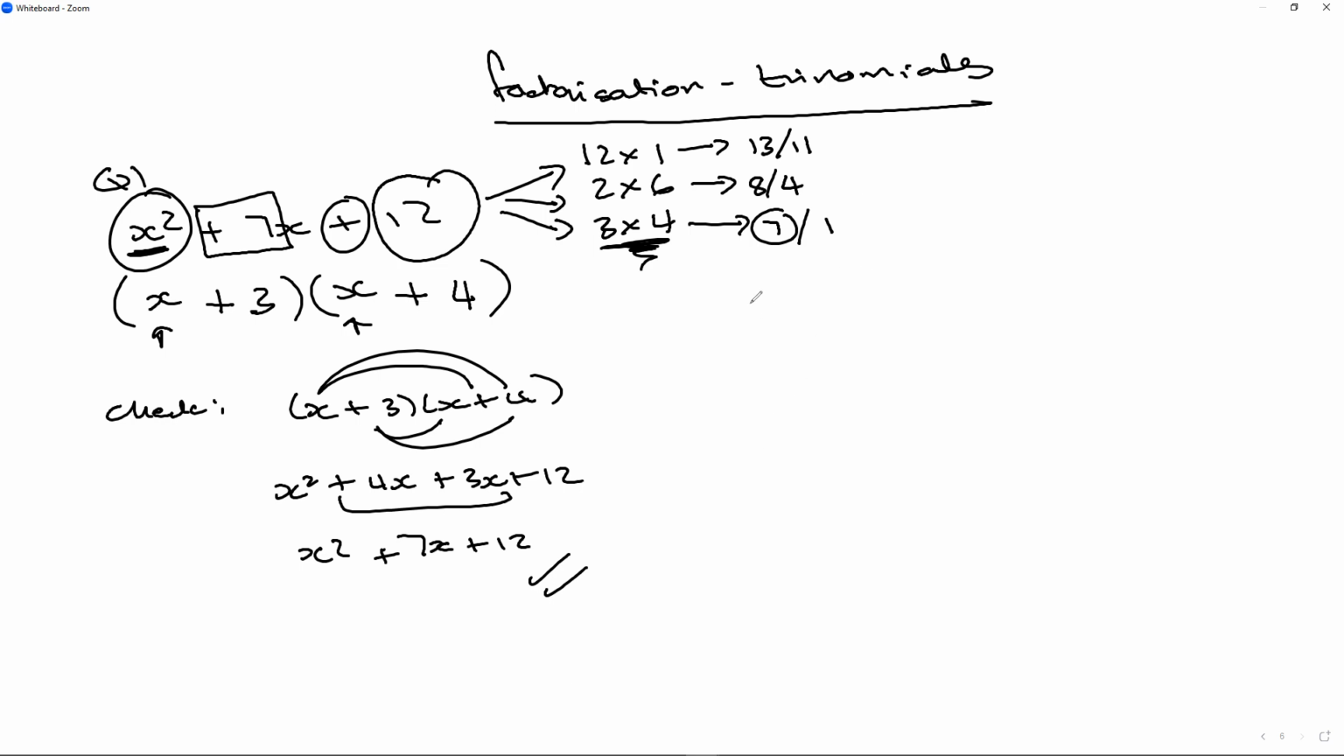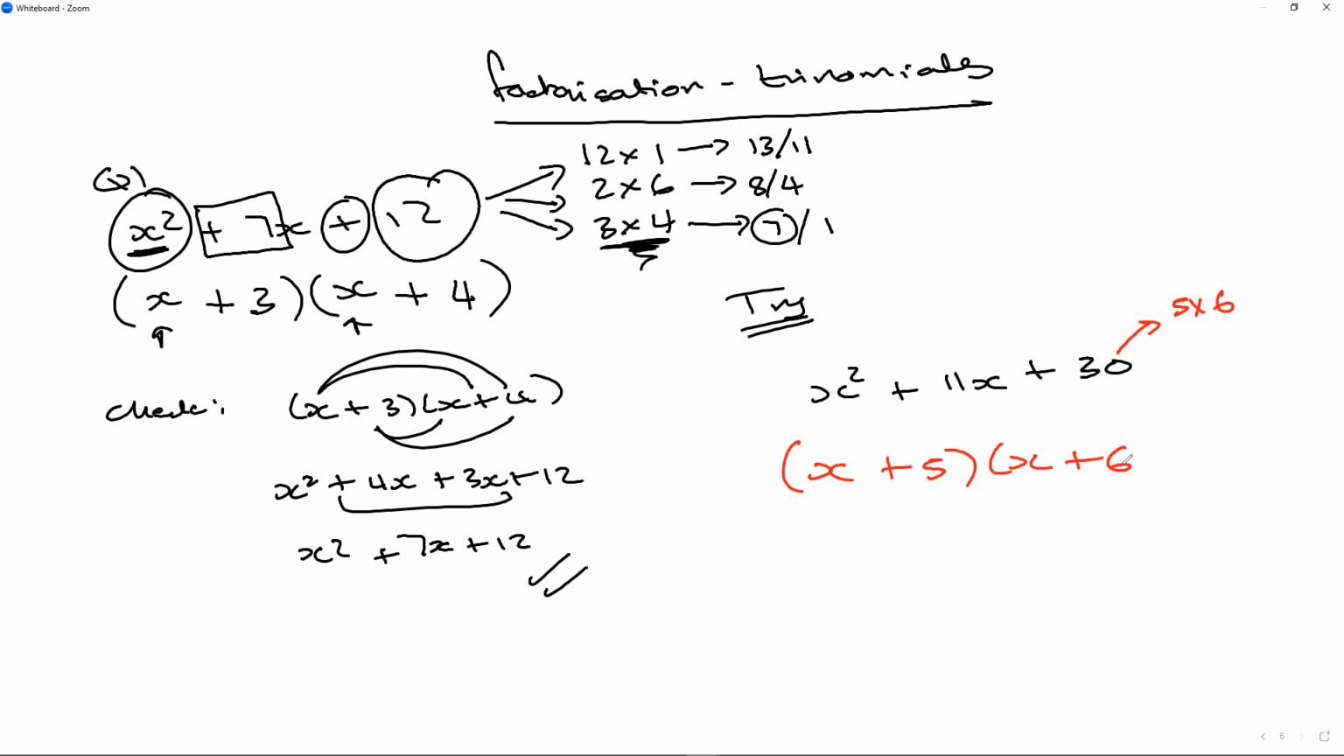Right. You try one of these. Suppose you got x squared plus 11x plus 30. Sounds good. That's perfect. All right. So 30 will be 5 times 6 because 5 plus 6 is 11. So yeah, x plus 5, x plus 6. Done.